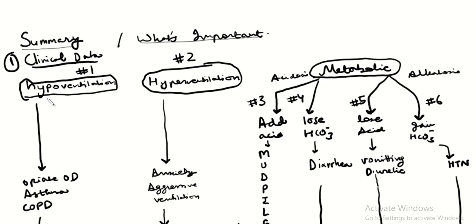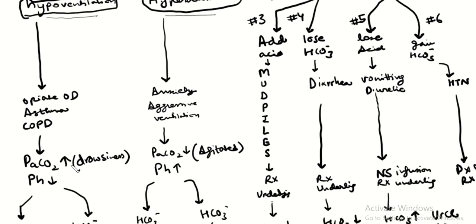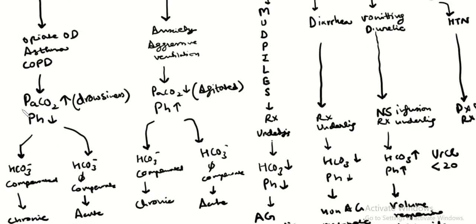Does your case or your clinical vignette or question talk about hypoventilation? Does it talk about hyperventilation? If it talks about hypoventilation with opioid drug use or asthma or COPD, I am looking at higher PaCO2 and lower pH and symptoms of drowsiness. And I am looking at respiratory acidosis.